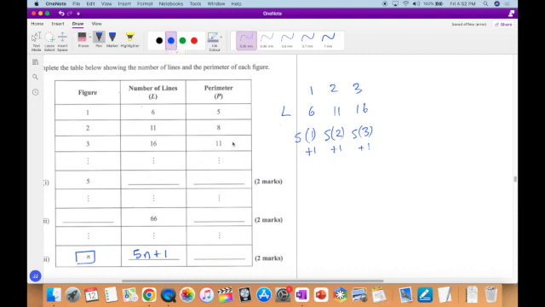And now let's tackle P. So P is 5, 8, and 11. And of course, this is the nth 1, 2, and 3.